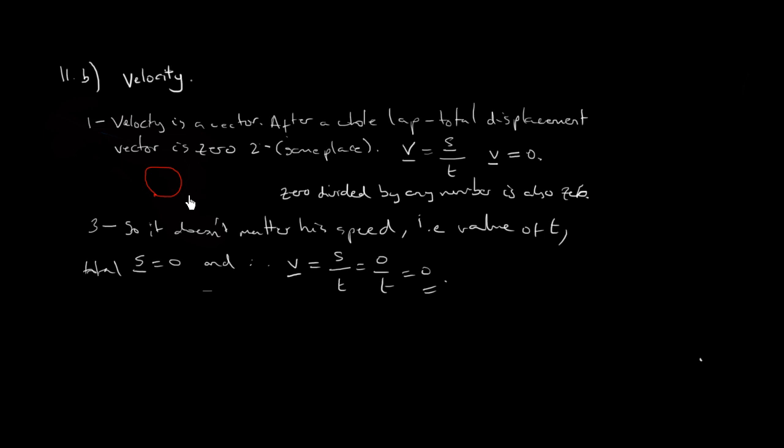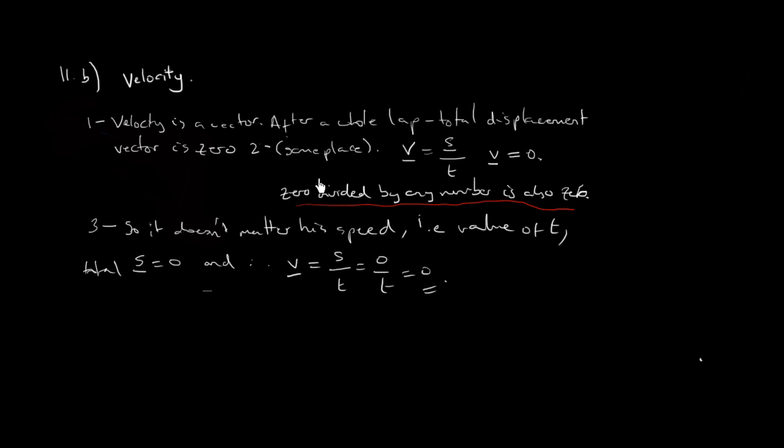Then you have to state in the second point that since the velocity vector equation is equal to the displacement vector divided by the time, and his displacement vector is 0, it doesn't matter what you divide it by. 0 divided by any number is also going to be 0. So that's the second mark, to realize that if you're dividing a number that is 0, which is the displacement, by the time, that's going to be 0.